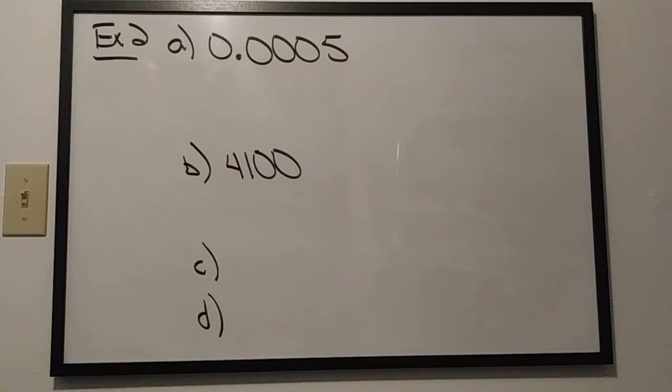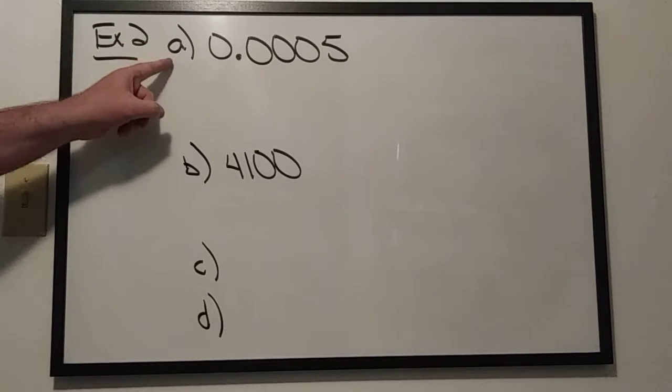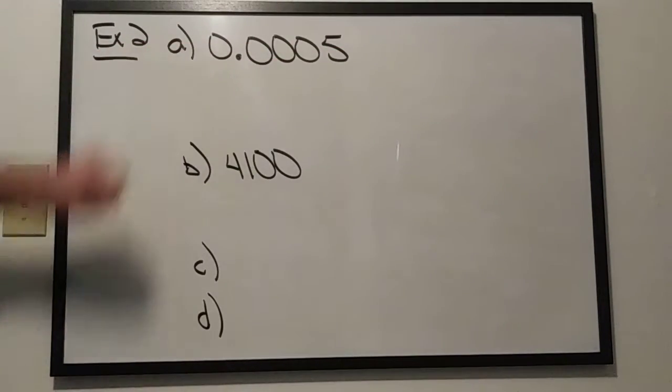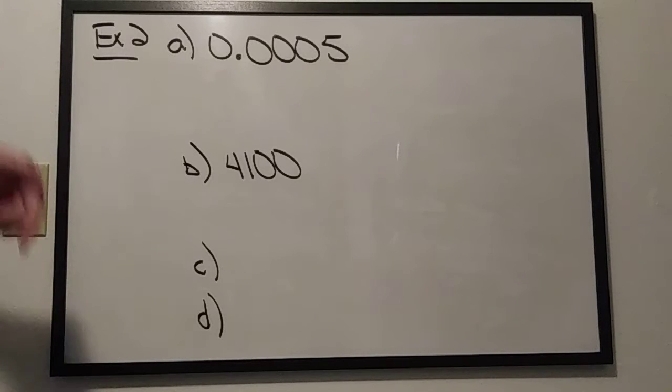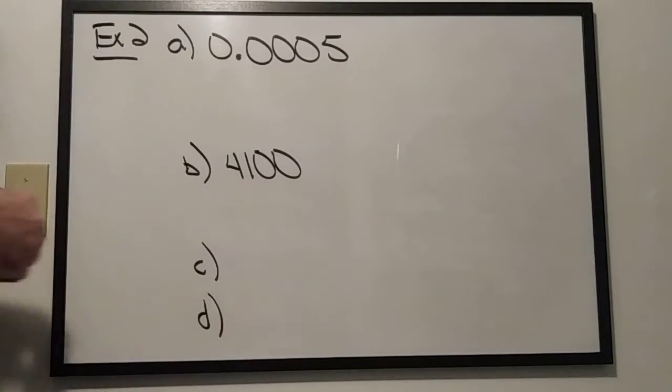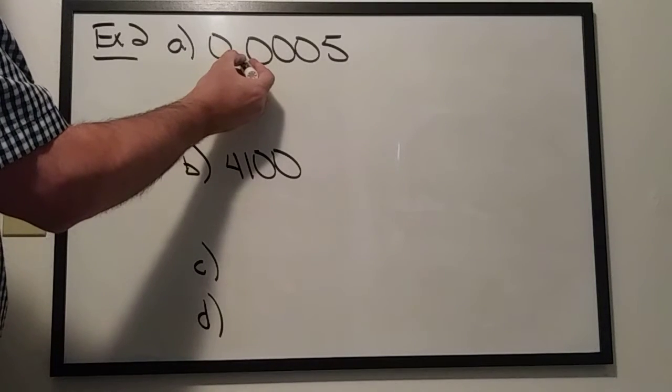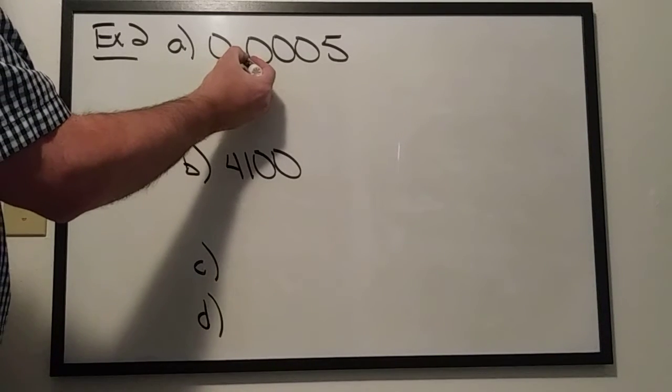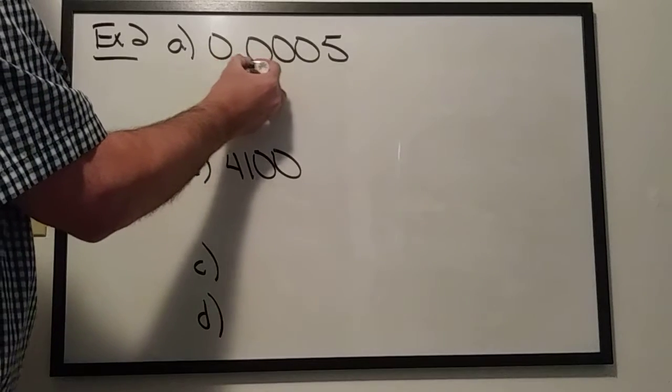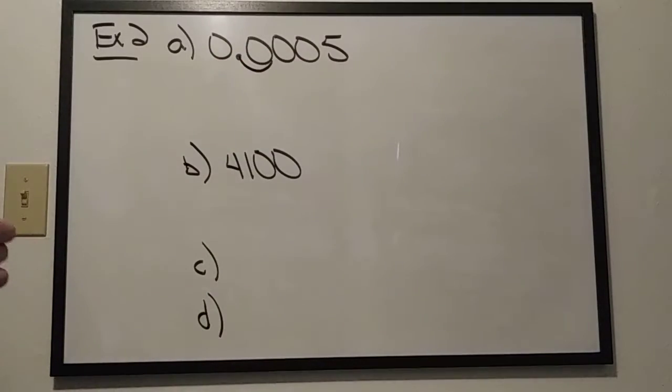So in example 2, we are asked to express each number in scientific notation. So in part A, we're given a small decimal number, 0.0005. Well, in order to write this in scientific notation, the first thing that I'm going to do is play some decimal point games. I notice that I have a decimal point right here. I'm going to choose to move this decimal point to the right. So I just moved it to the right one spot.